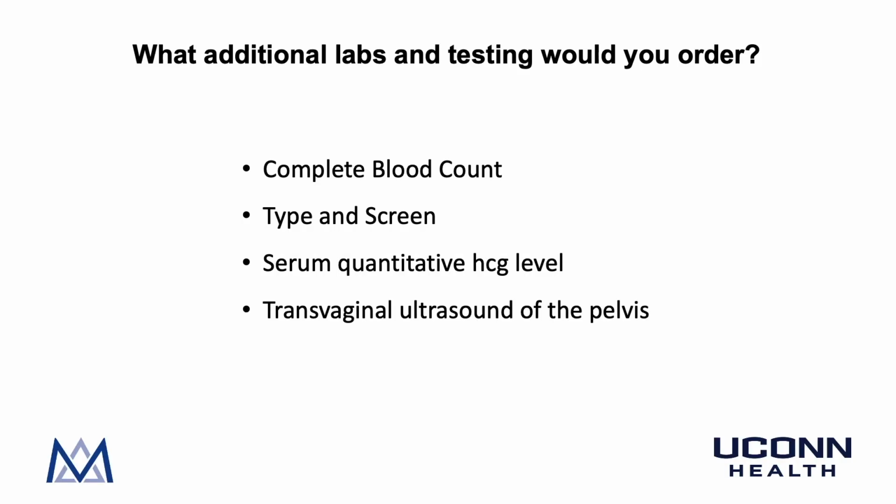Also, this patient appears to be hypovolemic with a low blood pressure and tachycardia and exam findings that are concerning for ruptured ectopic pregnancy. She very well may need a blood transfusion, and it would be important to obtain a type and screen for transfusion if needed. You would want to obtain a serum quantitative Hcg level and perform a transvaginal ultrasound of the pelvis.